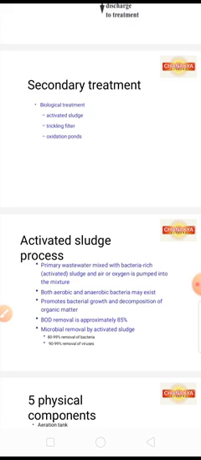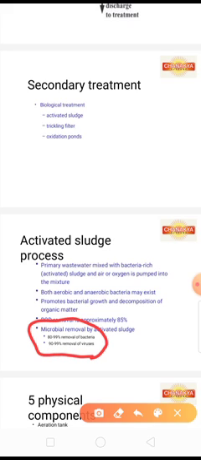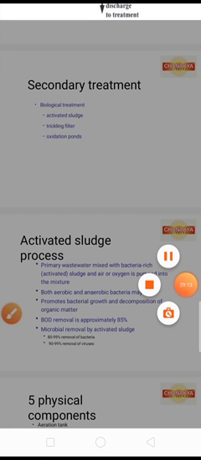BOD removal is approximately 85%. So the oxygen demand will be removed, because that oxygen will be consumed by bacteria to do the decomposition process. Now the second thing, along with bacteria, viruses will be removed. So biological removal by activated sludge is 80 to 99% removal of bacteria, and 90 to 99% removal of viruses with the help of this process.